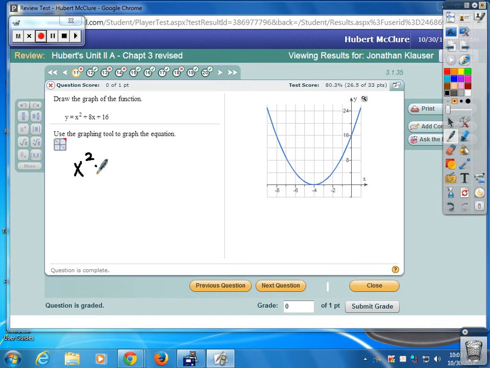X squared plus 8x plus blank is equal to negative 16 plus blank. Half of what? I think the one I got wrong pretty much on here was just because I had trouble with the graphing too. That's fine. We'll get to it.